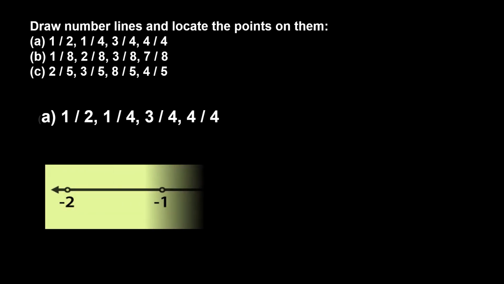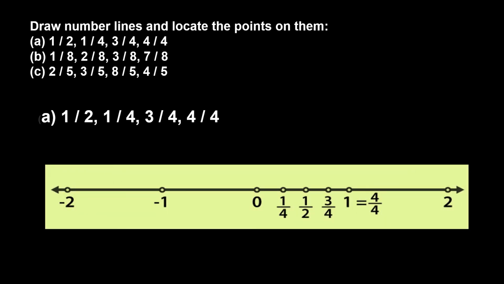So draw the number line first. Now between 0 and 1, divide it into 4 equal parts. 1, 2, 3, 4. Okay, now first one is 1 by 4, second one is 2 by 4, then 3 by 4. 4 by 4 is nothing but 1. Okay, now you can easily mark the fractions. 1 by 2 is nothing but 2 by 4, that is 1 by 2 here, 2 by 4, and 1 by 4, then 3 by 4, 4 by 4.